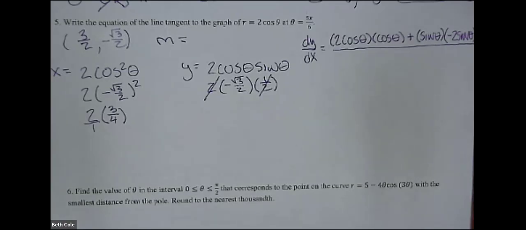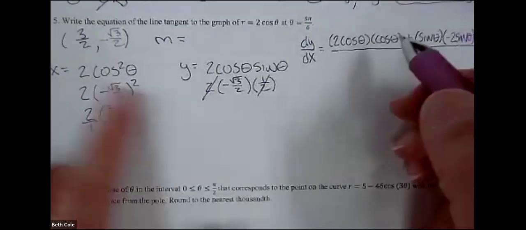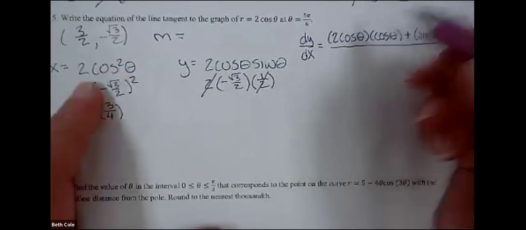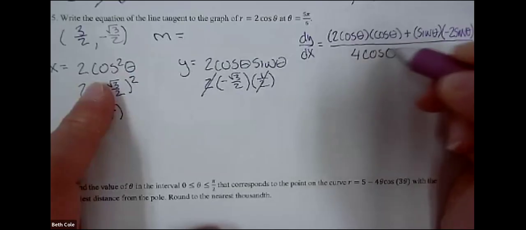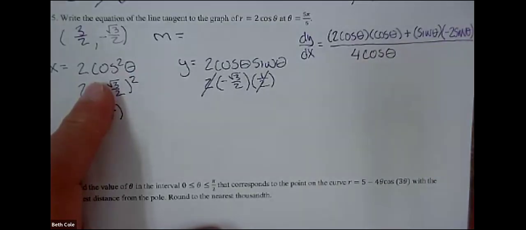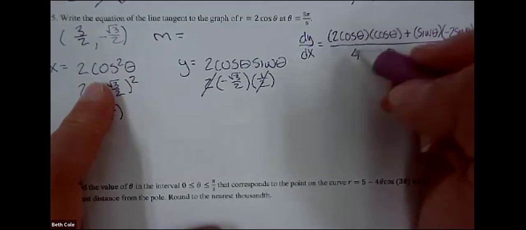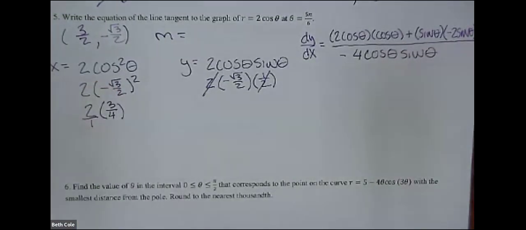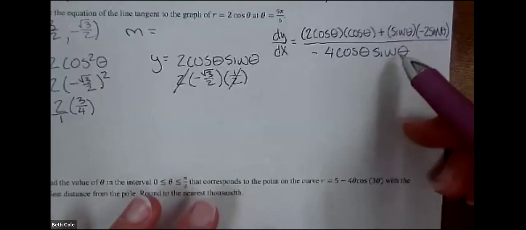All right, what do we get for our derivative for x? You bring the 2 down, it'll be 4 cosine theta times negative sine theta. I'm going to put the negative out front. Derivative of cosine gives you negative sine. Now we're going to plug in 5 pi over 6 to that to get our slope.